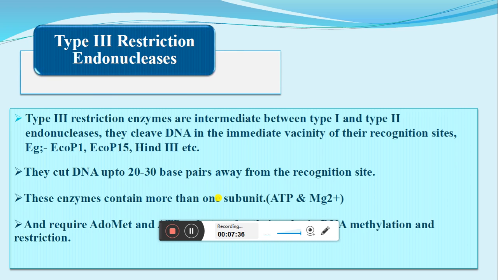Type III restriction endonucleases. Type III restriction enzymes are intermediate between type I and type II endonucleases. They cleave DNA in the intermediate vicinity of their recognition sites. EcoP1 and EcoP15 are examples. They cut DNA 20 to 30 base pairs away from the recognition site. This enzyme contains more than one subunit.